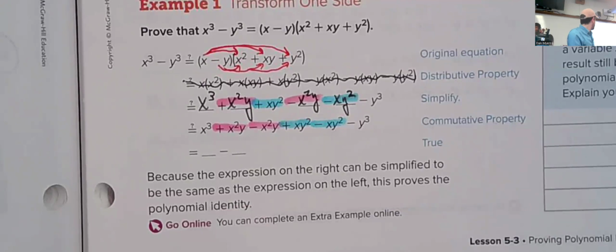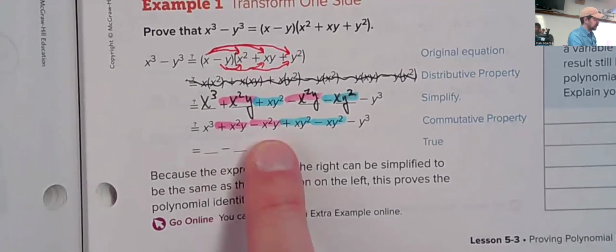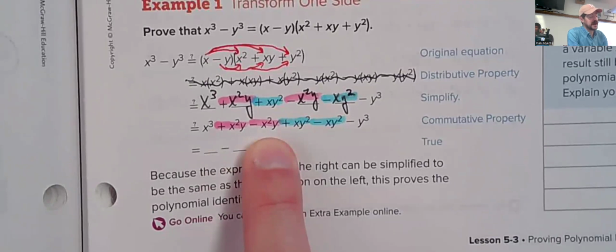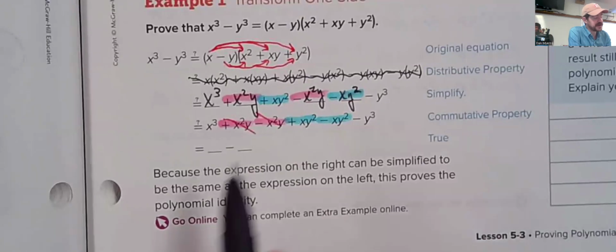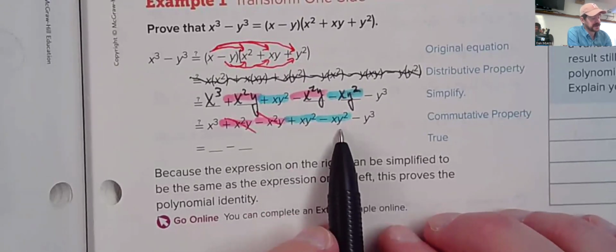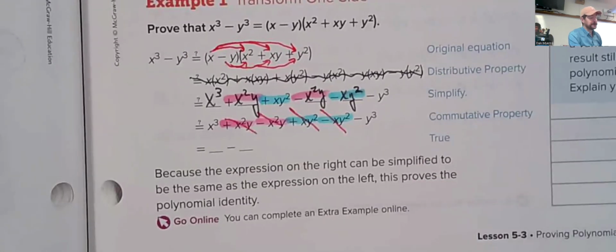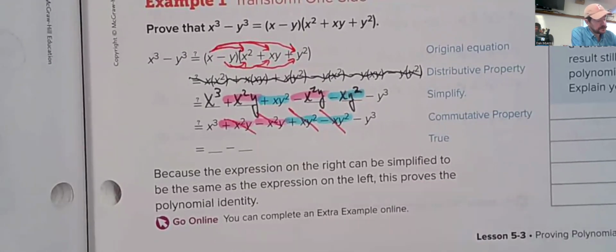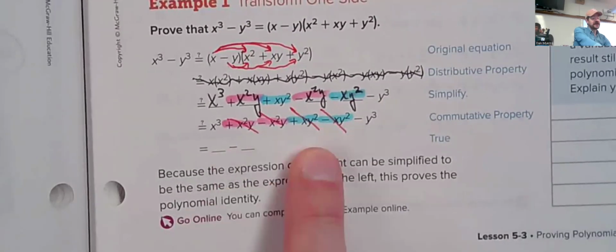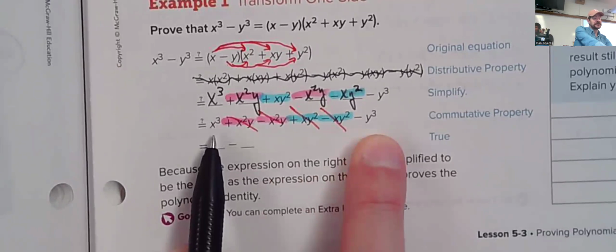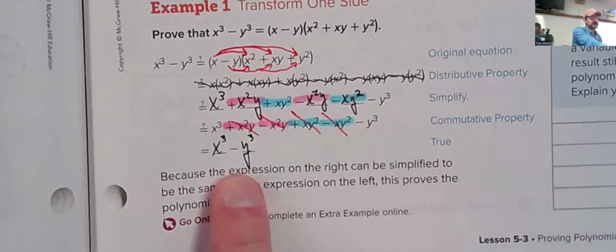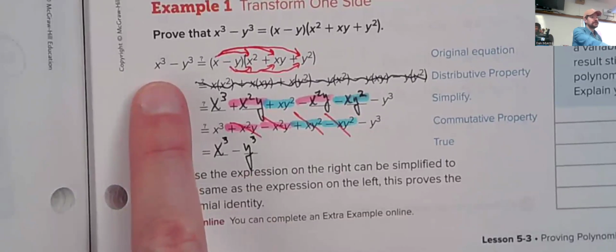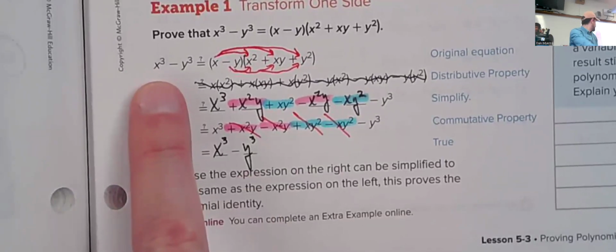So what happens to the x squared y and the minus x squared y? They cancel, yeah. If you have a positive x squared y and a negative x squared y, those cancel out. What happens if you have a positive xy squared and a negative xy squared? Those cancel as well, which means we're left with what? Well, in the middle, yes, but we still have a term at the beginning and the end that we didn't deal with, that we can't deal with, I should say. Yeah, x cubed minus y cubed. Is that equal to the original left side of the equation? Yeah. So that proves the identity.